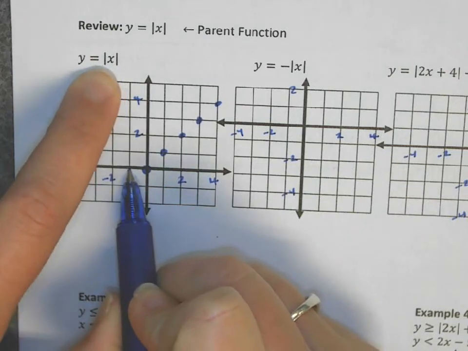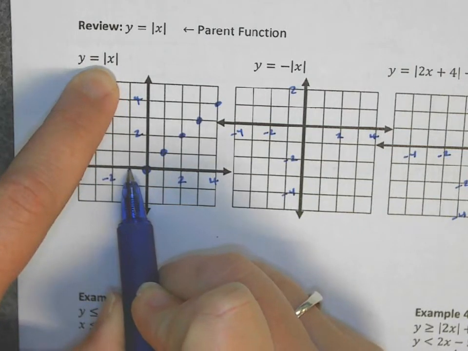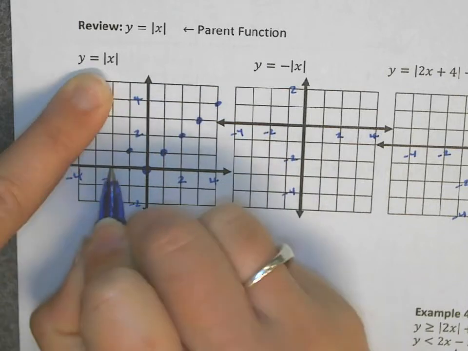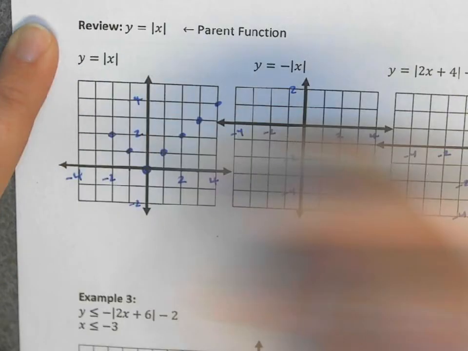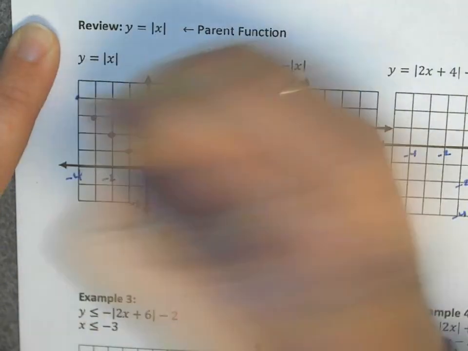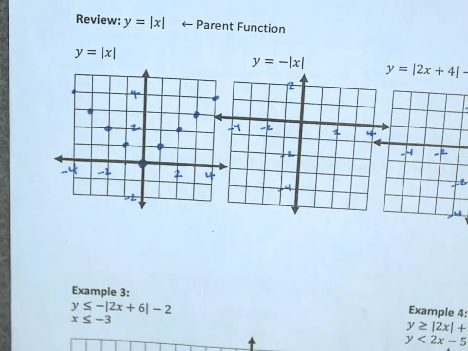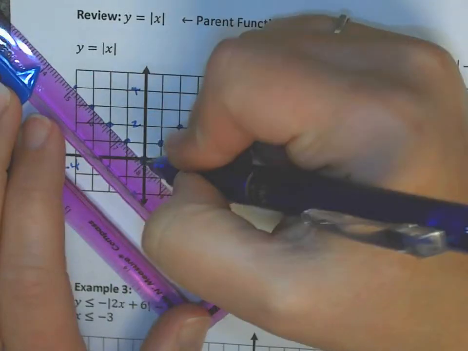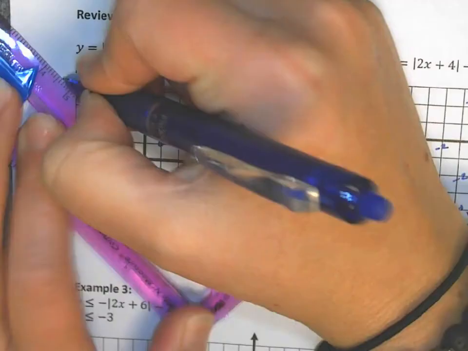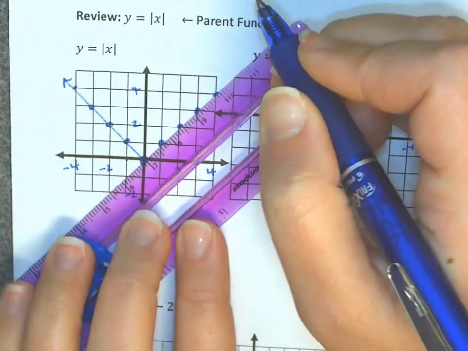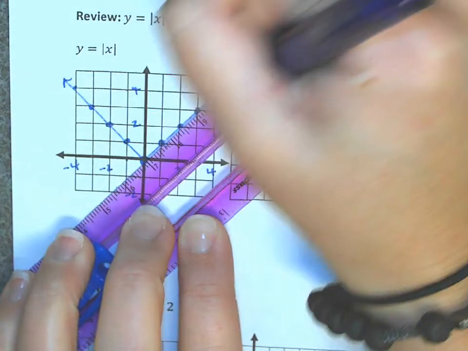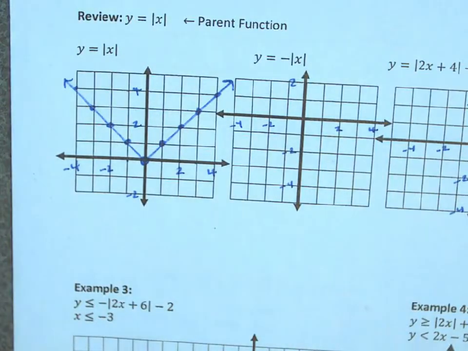What's the absolute value of negative 1? 1. What's the absolute value of negative 2? 2. And you can see the pattern from there. So you could have made a table to do this, or you just know that your parent function has up 1, out 1, up 1, out 1 as the pattern from that vertex, which is at 0, 0.